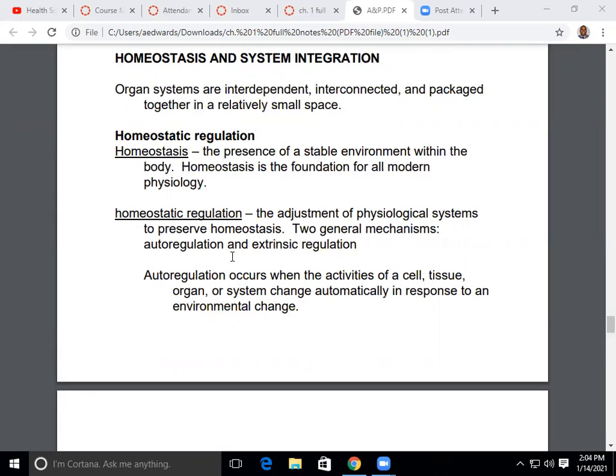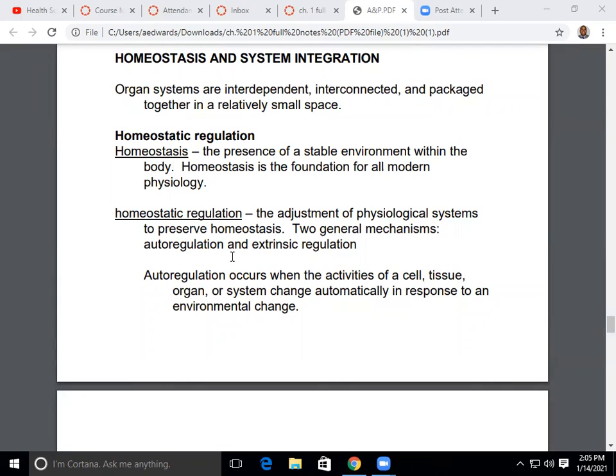A big concept for this class that you'll see throughout the course is the concept of homeostasis. If you've had me for another class, you know I'm big on concepts. What's the big picture? Homeostasis is a big picture thing that you want to know, so highlight, star, whatever it is that you do. Structure determines function, levels of organization, that's big. Homeostasis is big too. It just means you have a stable environment inside your body. It's really the foundation for all modern physiology, all of our understanding of how the body functions.